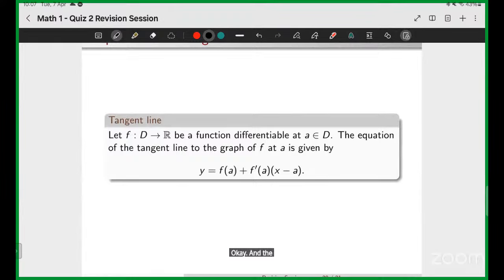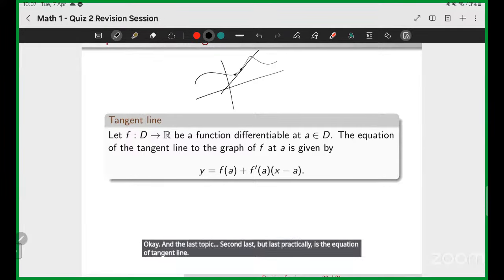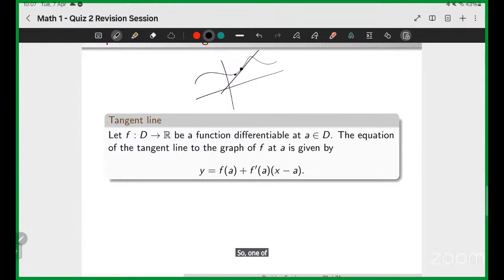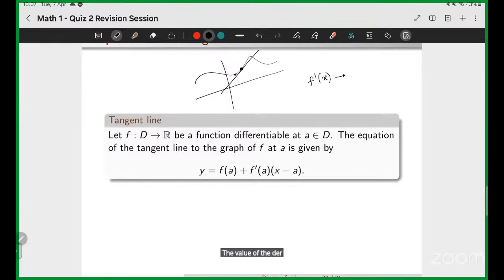And the last topic, second last but last practically, is the equation of the tangent line. One more thing that the derivative of a differentiable function gives is that the value of the derivative at a point x is actually the slope of the graph at x, the slope of the tangent line to the graph at x.